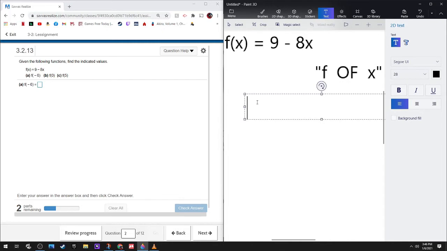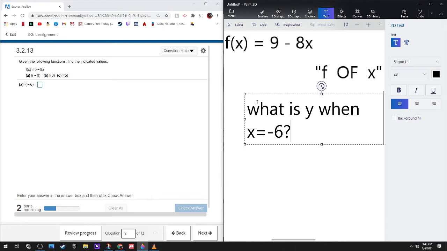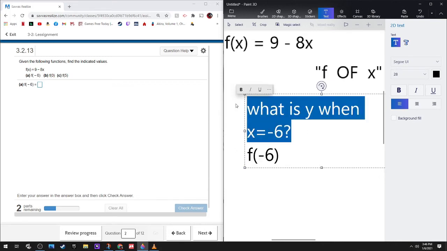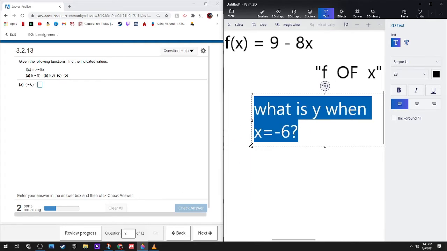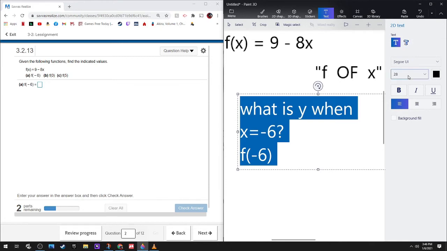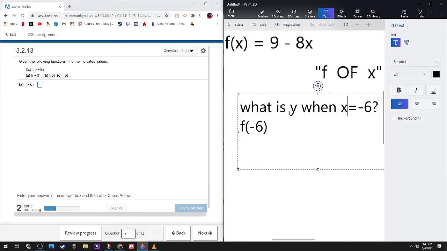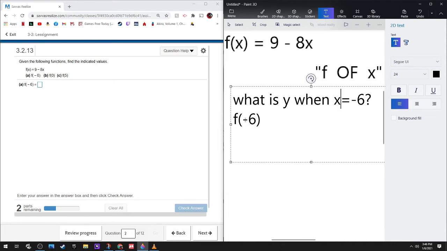Okay. So instead of having to write what is y when x equals -6, we can actually write this. And this right here is the exact same thing as that entire sentence right there. So anytime you see f parentheses a number, it's really saying what is y when x equals that number. And for a problem like this, it's really just a matter of substitution.